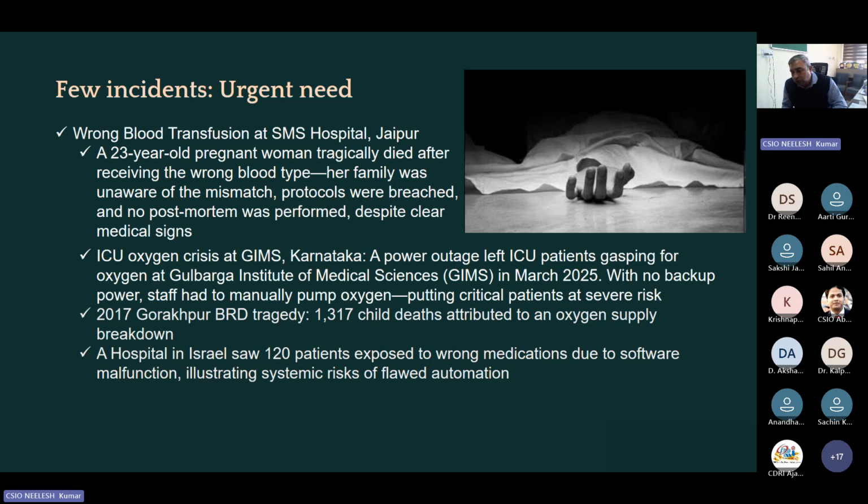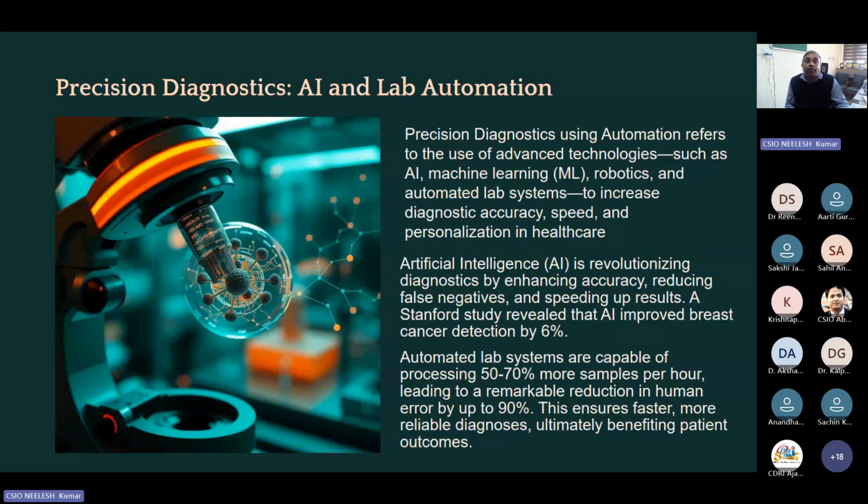So these are mostly the infrastructural requirements needed to make a robust automation system. And it is not happening only in developing or underdeveloped countries, but a hospital in Israel also saw that some 120 odd patients were exposed to wrong medications due to a software malfunction. So when you try to automate, these are the risks of the technology which we need to understand and take care of after my lecture.